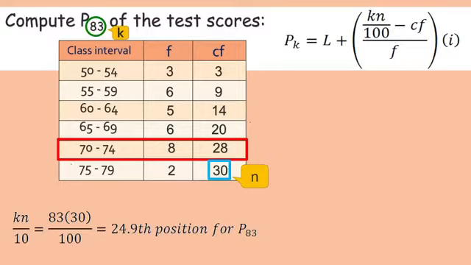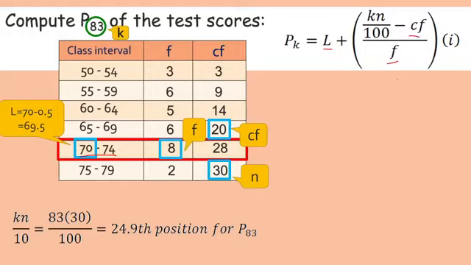So our class containing the 83rd percentile is this. What is the value of L? 69.5, correct. What's the value of the CF? 20 will be the CF, correct. What about the F? 8 will be the value of F. What about the class size? 5, because 55 minus 50 is 5.